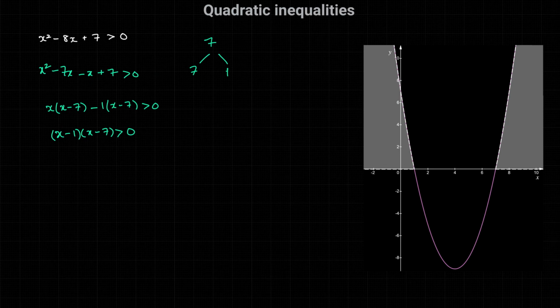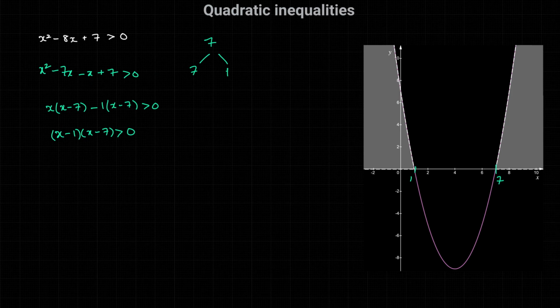Now we know that this entire expression is equal to 0 when x is equal to 1 or when x is equal to 7. If we substitute x is equal to 1, this goes to 0. So therefore the entire expression is equal to 0. And when x is equal to 7, then this parentheses is equal to 0. So therefore the entire expression is equal to 0. So we can say that the value of this x-intercept here is x is equal to 1. The value of this x-intercept here is x is equal to 7.